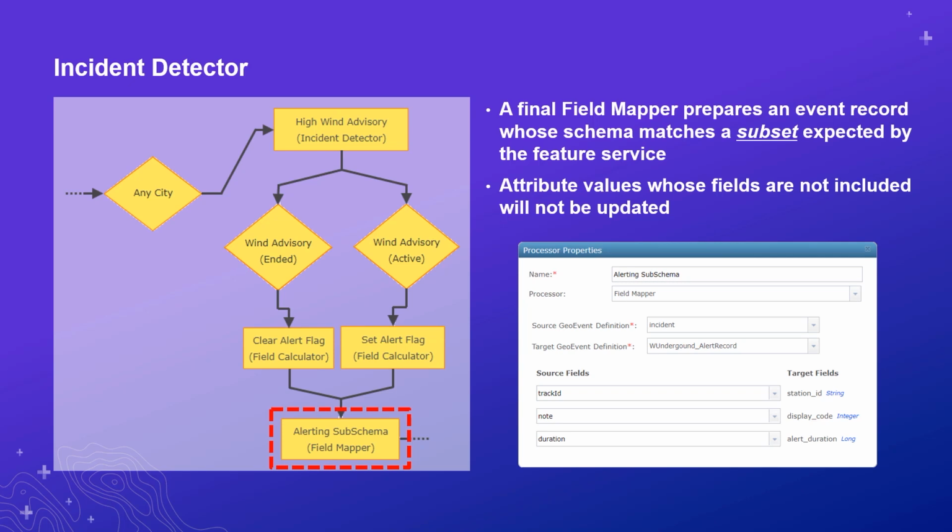Attributes which are not included in an event record routed to an add update feature output will not be modified in the corresponding feature. Using what I'll refer to as a partial GeoEvent definition, I can choose to update only the display code and duration of each feature record when the analysis I have applied to event records determines that conditions are right for an alert. I have a blog available on GeoNet which describes this in more detail.